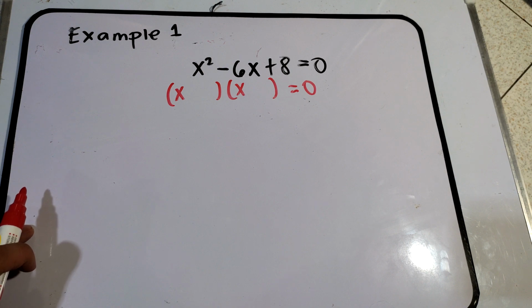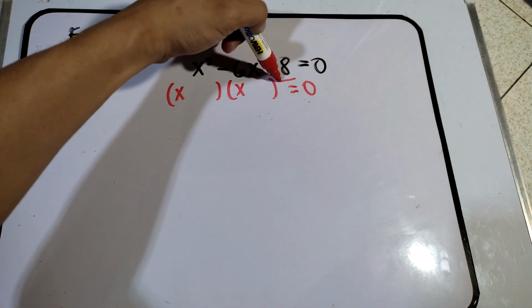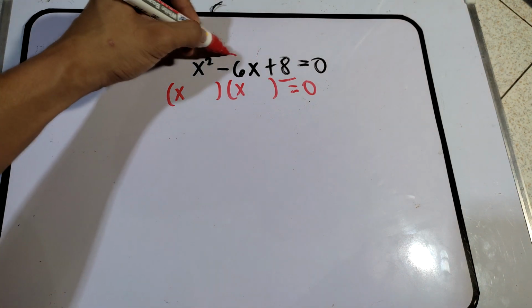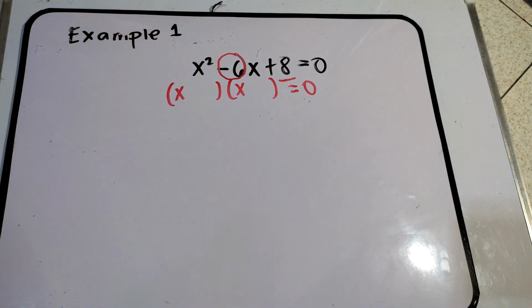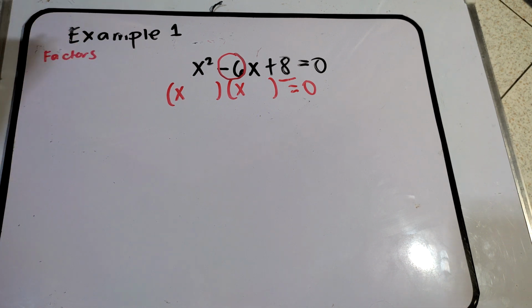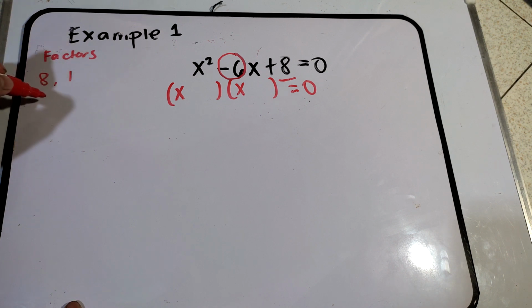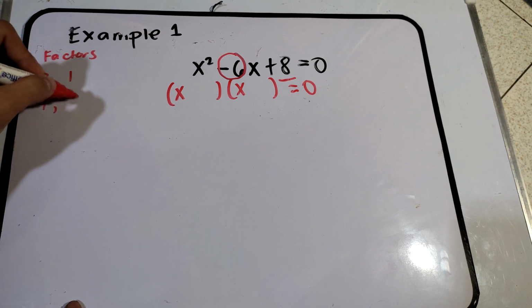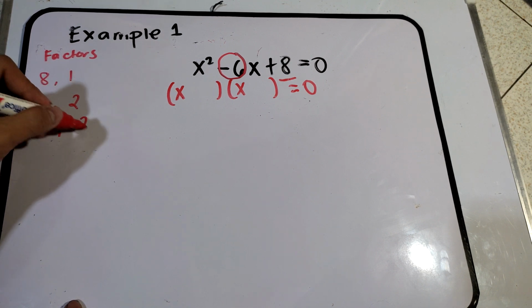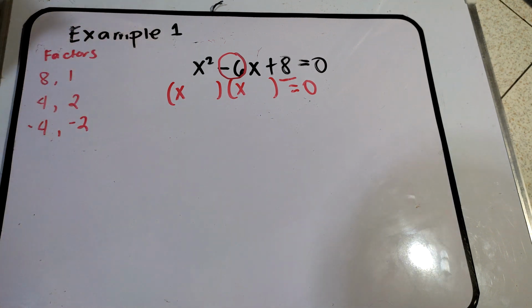Next, we will think of factors of 8 na kapag pinag-add natin, ang lalabas ay negative 6. So, ano-ano ba yung factor ni positive 8 na kapag pinag-add ay negative 6? Isip kayo. So, factors is 8 multiplied by 1. Ano pa? 4 multiplied by 2 and negative 4 times negative 2. So, ano yung sum niya?